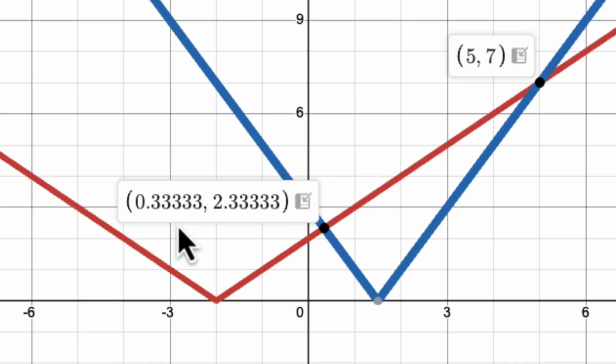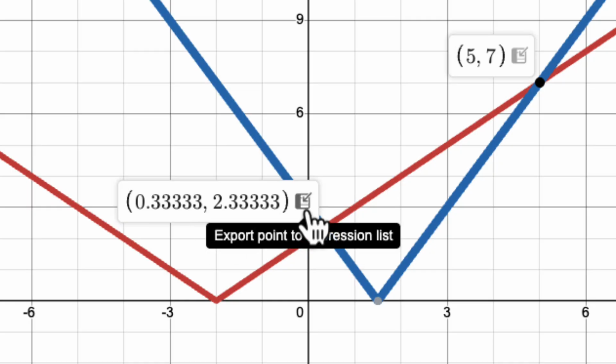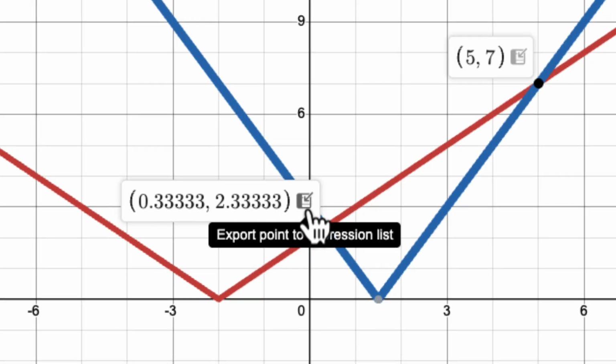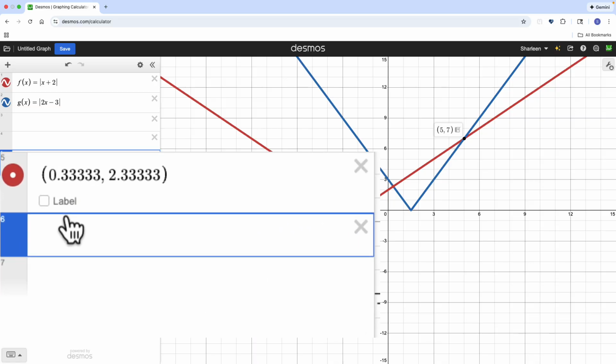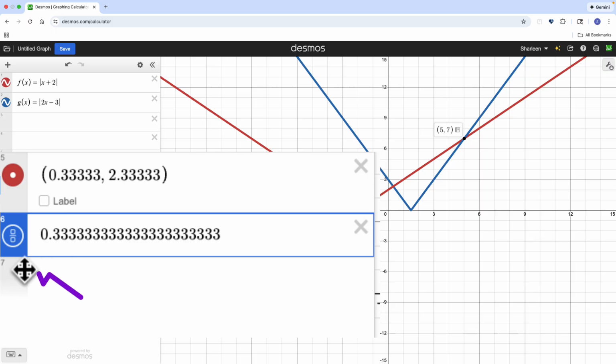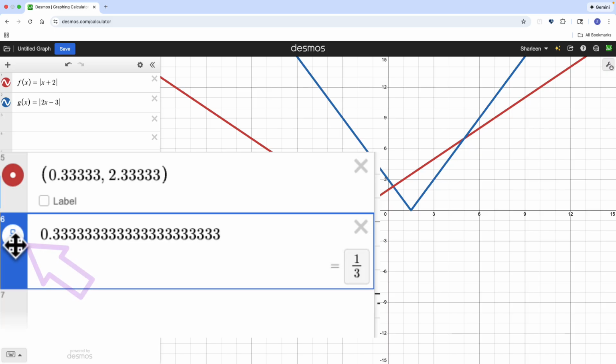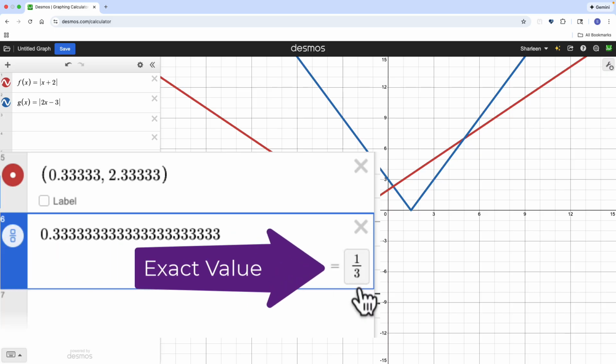If you're asked to express your answer as an exact value, you can use Desmos to convert this to a fraction. Click on the button to export this point to the expression list. So that entered the point into my list on the left-hand side. Below that, I'm simply going to type in the decimal 0.33333 repeating. And then just to the left of that, you'll see a little circle with a fraction bar. If you click on that, it will convert the x-coordinate of this point to a fraction, which it was in fact 1/3.